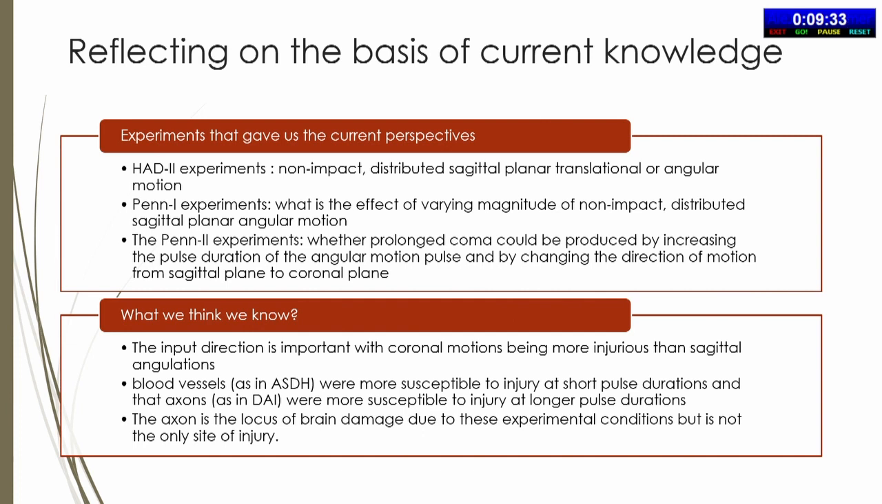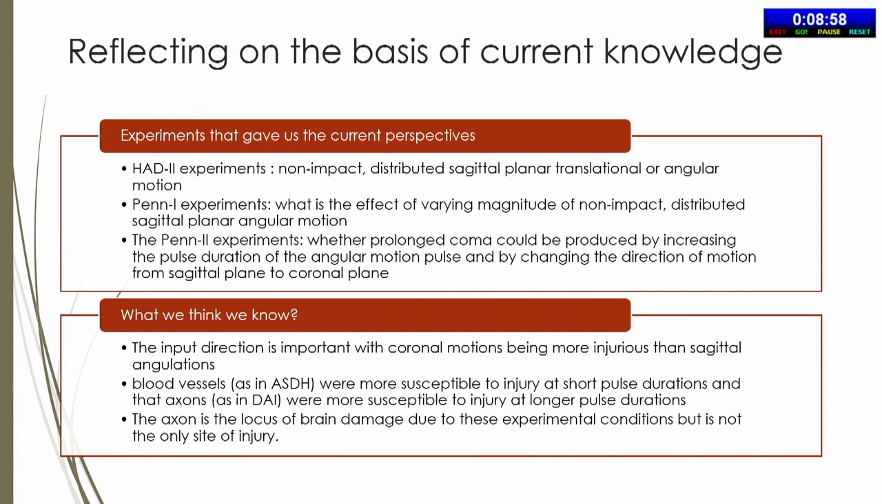There has been a set of experiments. Historically there were two kinds of experiments: non-impact, distributed sagittal and planar translations, and angular motions. One series of experiments, obviously cadaver experiments, varied the magnitude of non-impact distributed sagittal and planar angular motions. And then there was another series which followed after that.